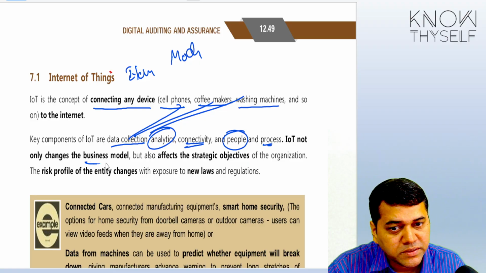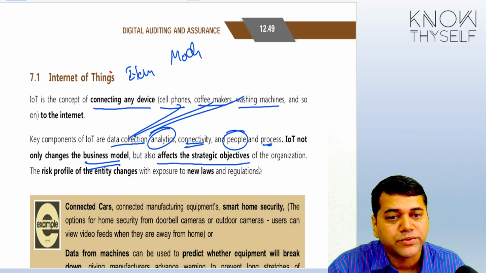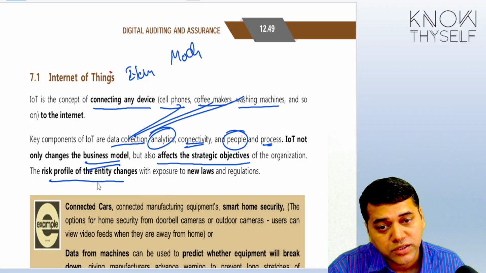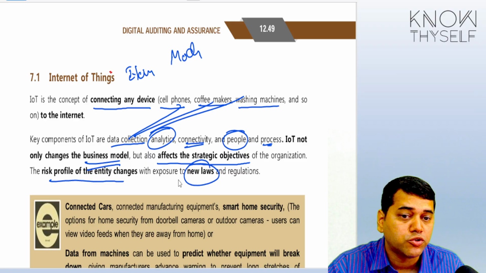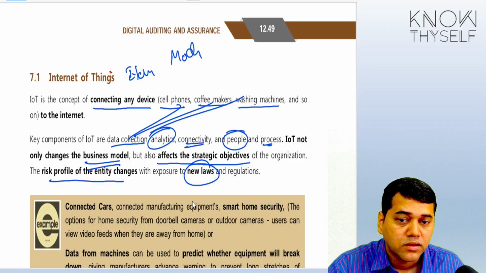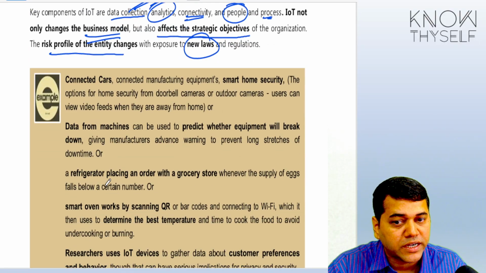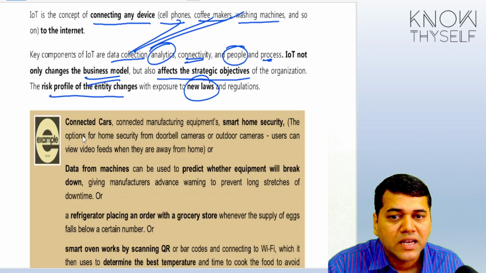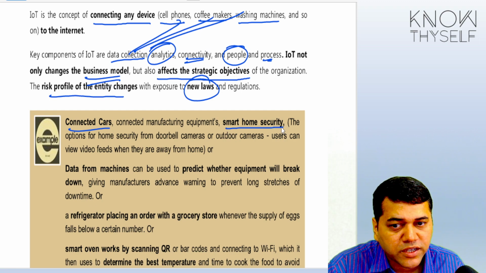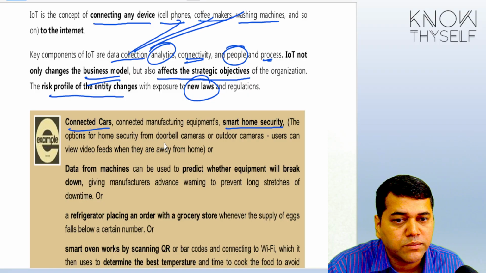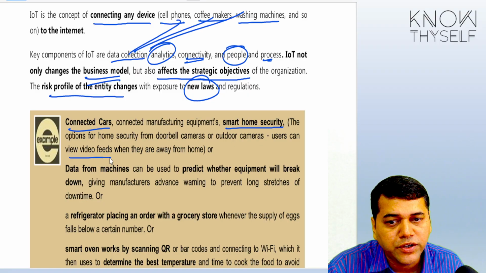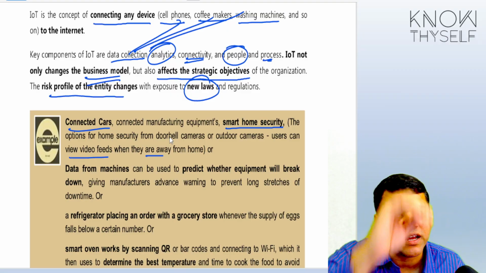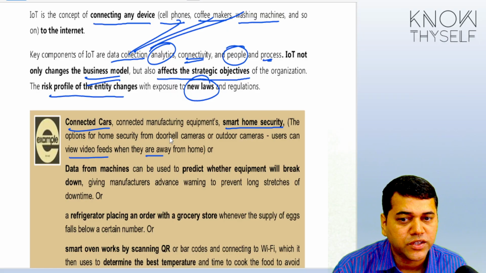So they not only change the business model, but also affect the strategic objectives of the organization. The risk profile of the entity is also going to change because new risks have come and they are exposed to new laws and regulations. Now, examples they have given about Internet of Things. You can talk about Internet of Things meaning connected devices, and you can talk about examples like connected cars, smart home security, options for home security from doorbell cameras and outdoor cameras, where users view video feeds when they are away from home. See, today with CCTV, you are sitting far away and watching CCTV. Internet of Things.